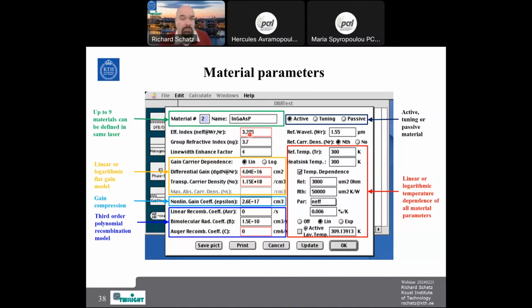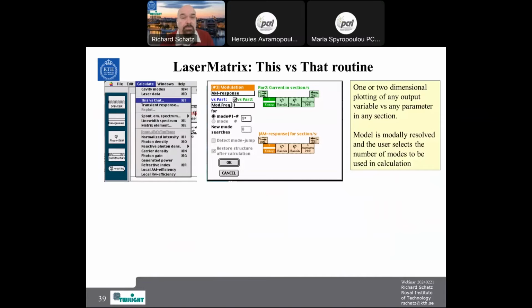By default, the parameters that I made thermally dependent are the effective index here, which increases with temperature, the differential gain, which reduces with temperature, the transparency carrier density, which increases with temperature, and the Auger recombination, which increases with temperature. And here you also put in the electrical resistance and thermal resistance for a very simple thermal model, so you can get the temperature of this section. Different sections can have different materials in your laser, and they can also have different heat sink temperatures, so it's possible to adjust that separately.